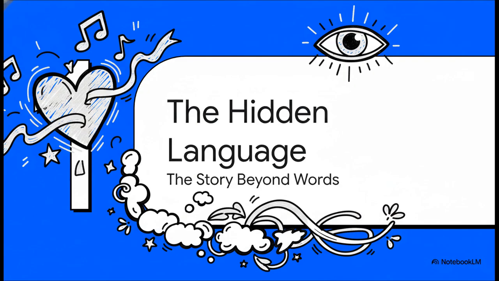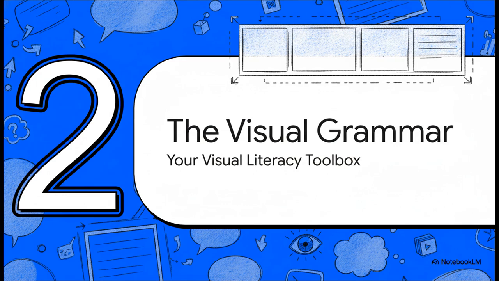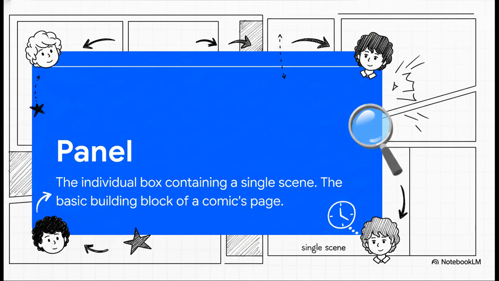We're about to explore that secret language that artists use to make us feel things, sometimes way more powerfully than words ever could. You know, just like any language, visual storytelling has its own grammar. We're about to add 4 essential terms to your toolbox that'll help you see what's really going on between the panels. So the most basic building block is, of course, the panel. It's just a single frame, one moment in time.